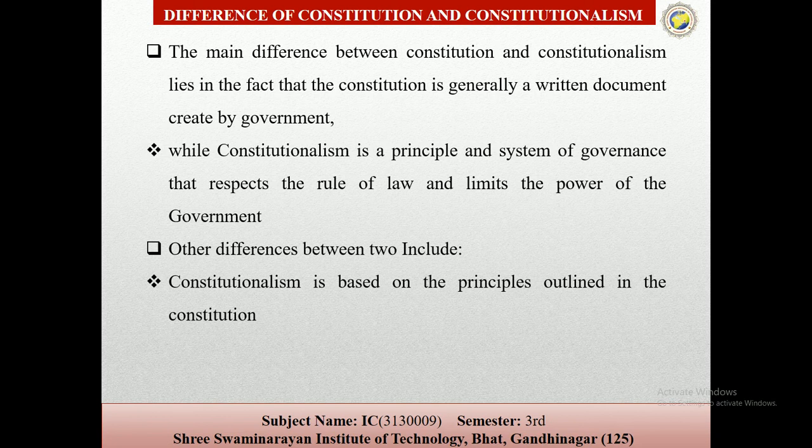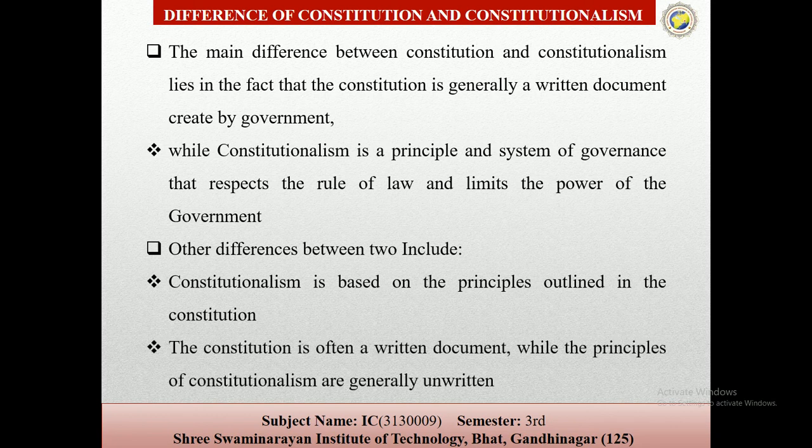And the idea of constitutionalism is opposed to the concept of authoritarian and despotic rule, and is based on the belief that the power of the government should be limited in order to prevent abuse and excesses. So these are the differences. The constitution is often a written document, while the principles of constitutionalism are generally unwritten.